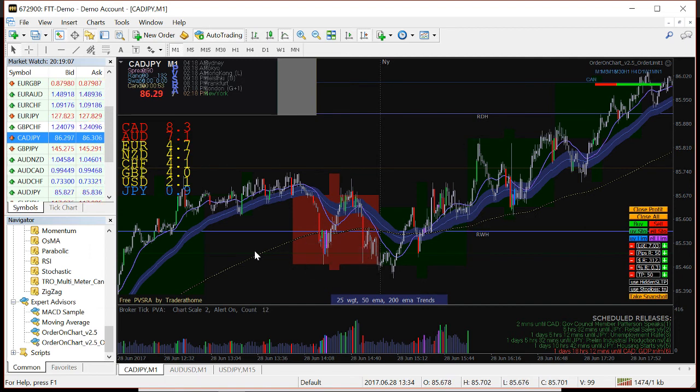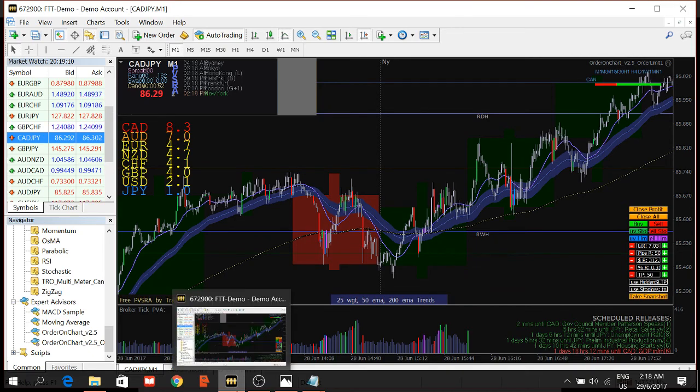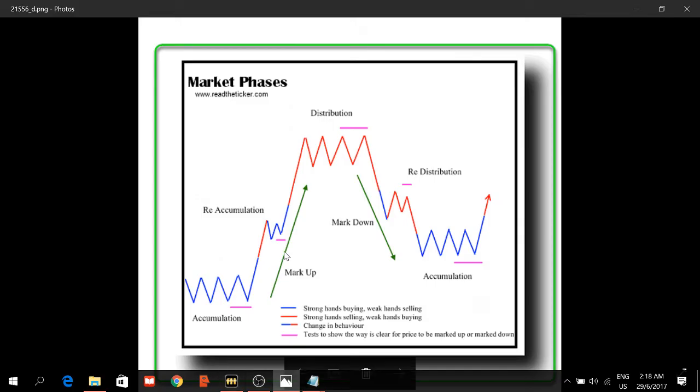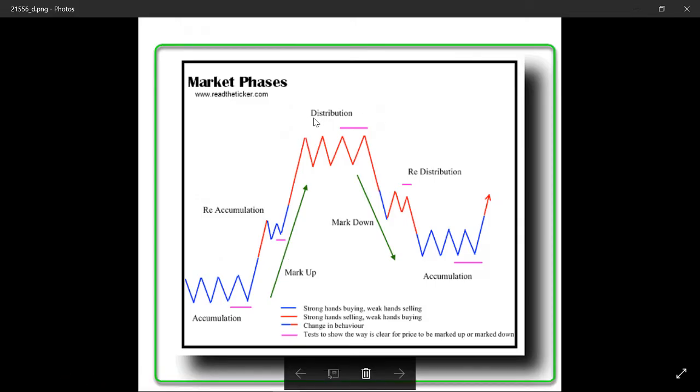So tell me about the distribution. Okay, tell me about this phase, distribution. Distribution is when smart money are placing short orders and dumb money are placing long orders. So smart money are placing short orders. Why? Because they expect the price will go down. Okay, at the same time, the dumb money group will place long orders, expecting price will go up. Okay, but it goes down.